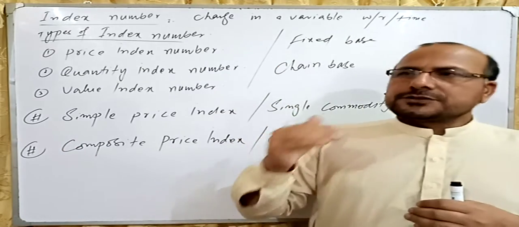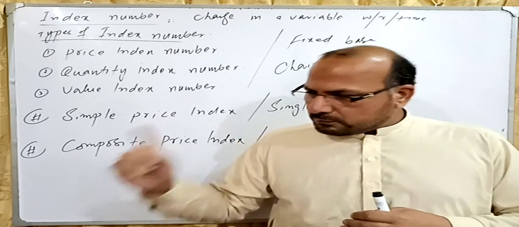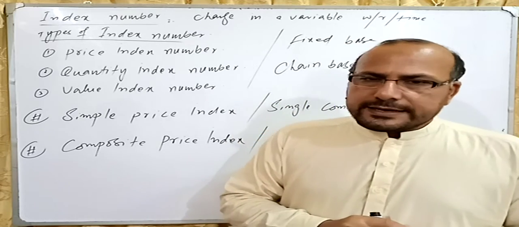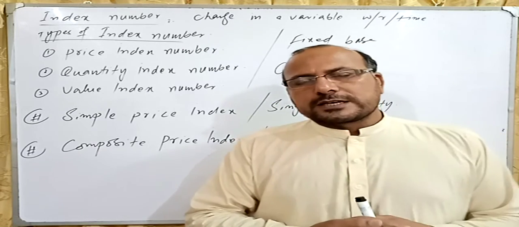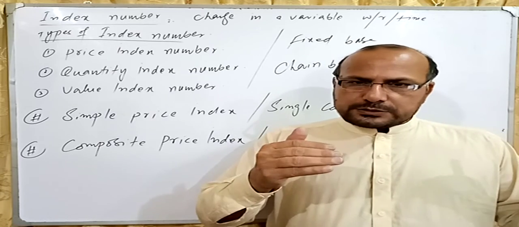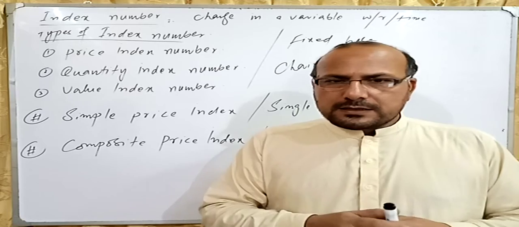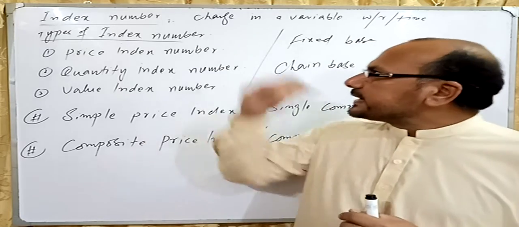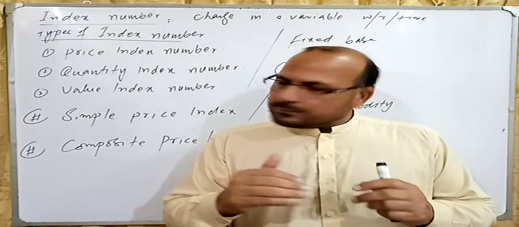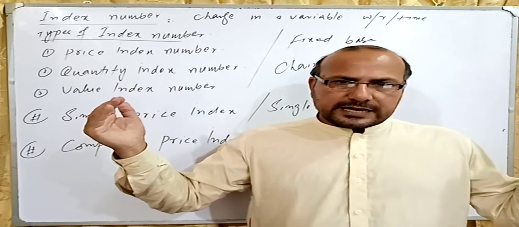It measures change in price as well as change in quantity from one time period to another time period. So the time period is also specified when you are talking about the definition of index number. Index number is a change in a variable with respect to time, with respect to time means from one time period to another time period.